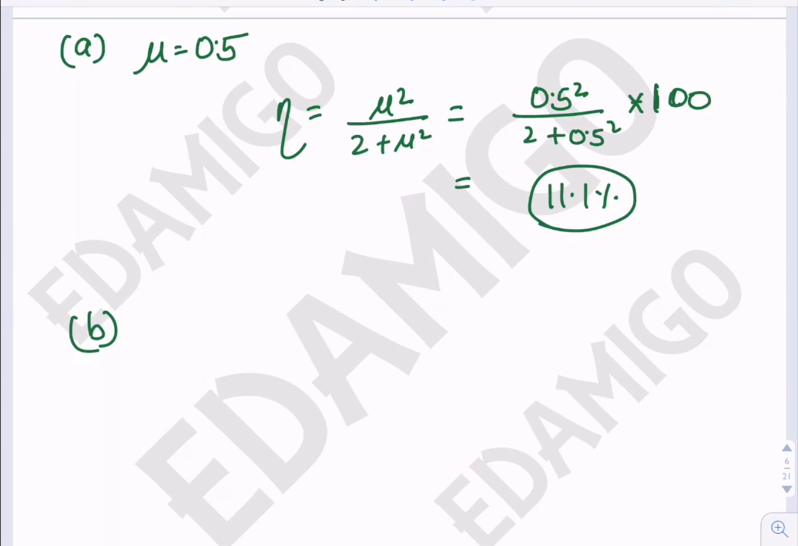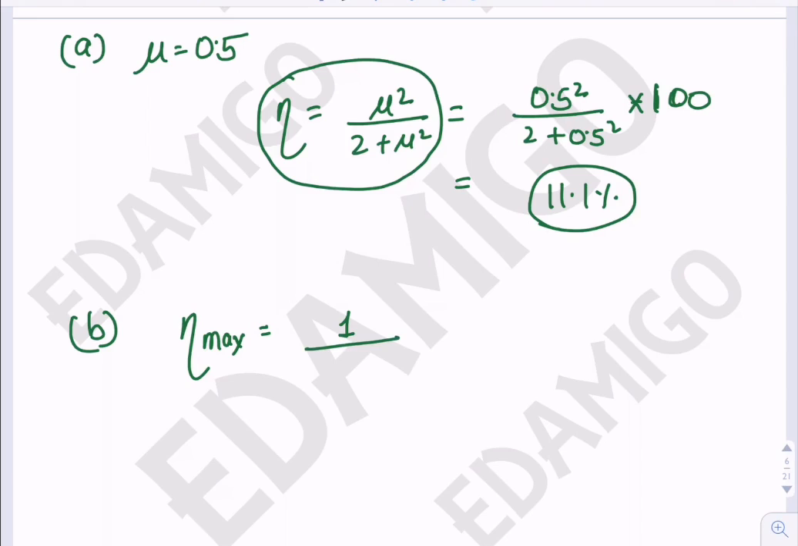Second, as we can see here, as the value of mu increases, the efficiency will increase, because as the value of mu increases, the content in the sideband increases. Okay, so sideband power increases. So efficiency maxima will be where mu is equal to 1, that is modulation index equal to 1. So this will come out to be 33.33%.